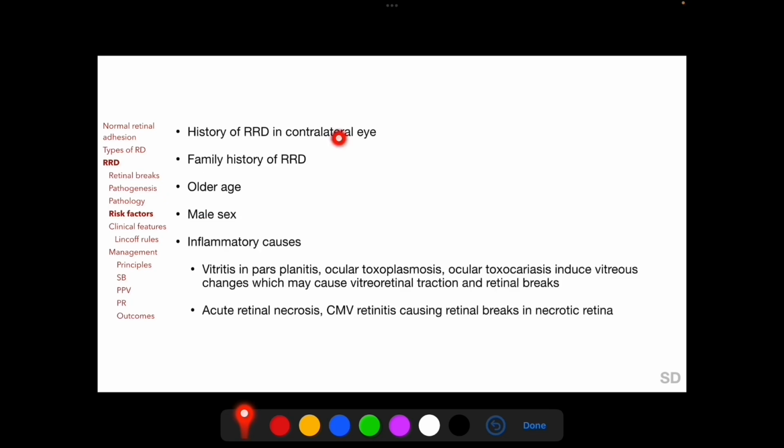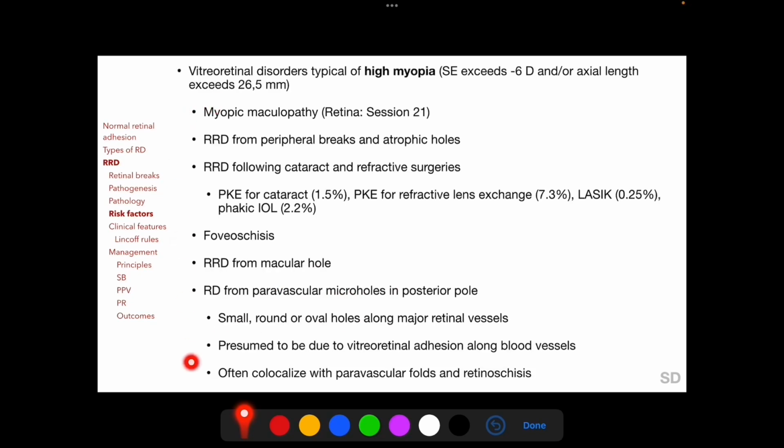History of RRD in the contralateral eye, family history of RRD, older age, male sex, and inflammatory entities such as Pars planitis, acute retinal necrosis, and CMV retinitis. This is an important list.